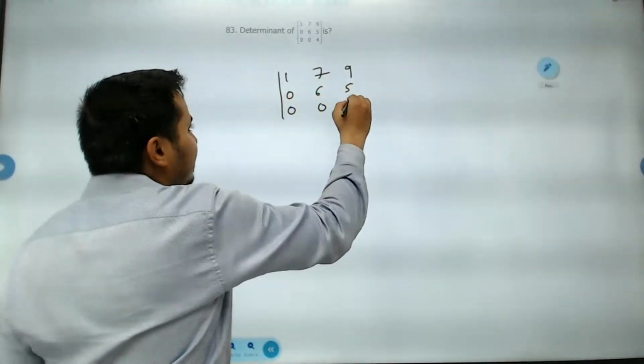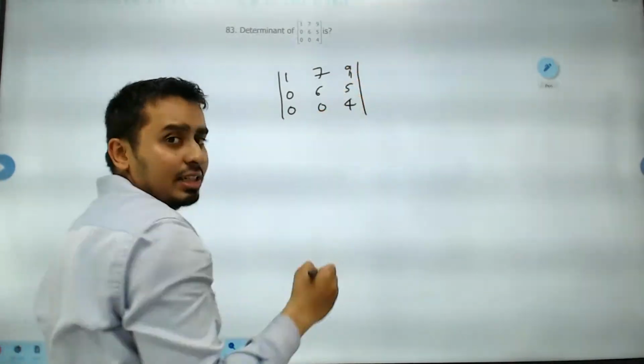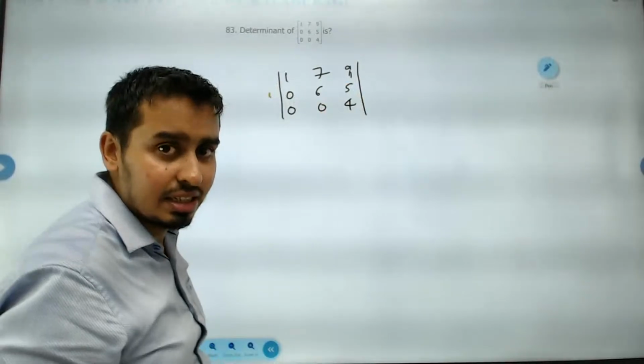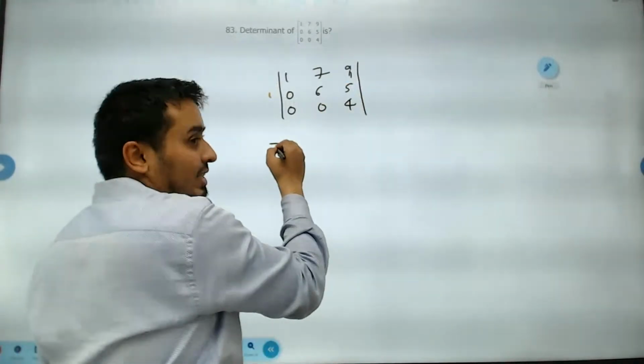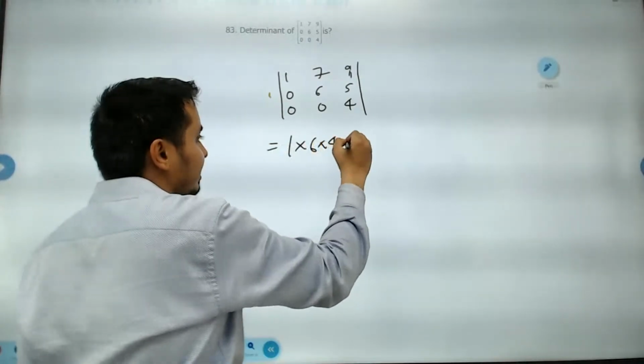This is an upper triangular matrix. Now even for an upper triangular matrix, when we find the determinant, we can just do the product of diagonal elements. That itself will be the determinant, right? That's the shortcut. So we can just do 1 into 6 into 4, and that would be the answer, 24.